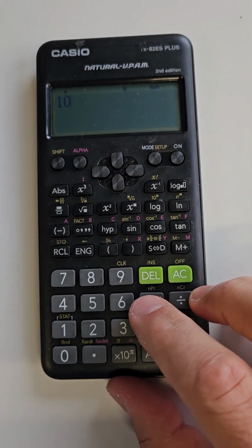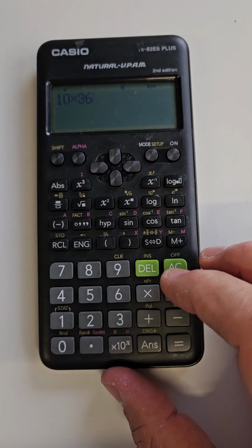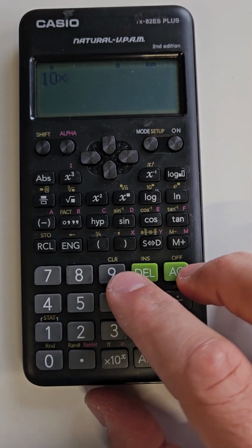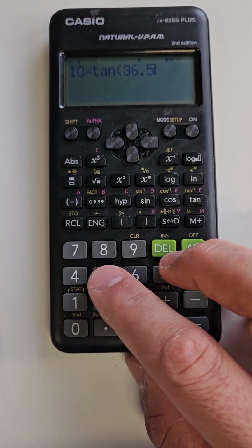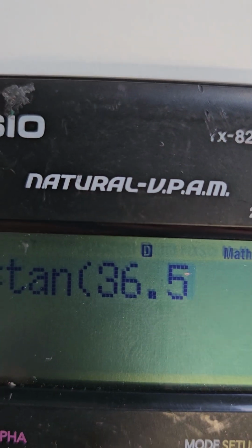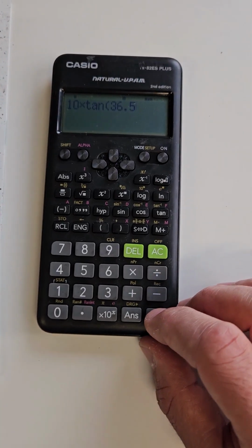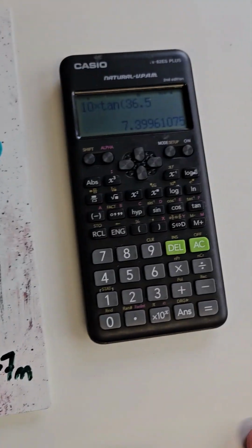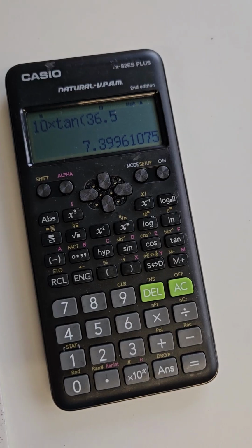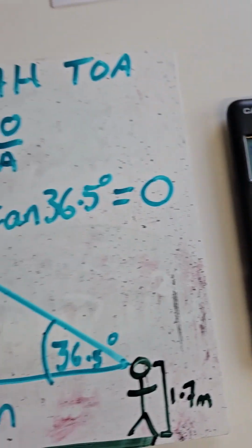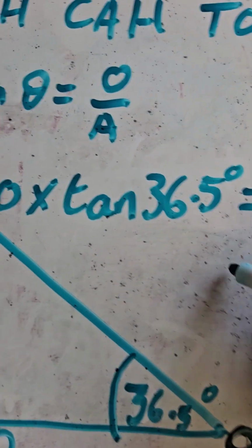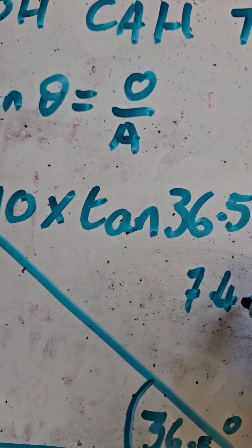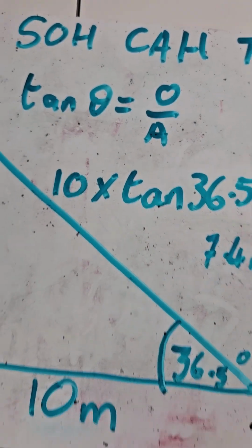Okay, so let's do the calculation then. I've got to go 10 times the tangent of 36.5. Just check, am I set in degrees? Yes, I am. Let's hit equals, and that's telling me that it was 7.4 meters really, if we round that. So 7.4 meters equals the opposite side.